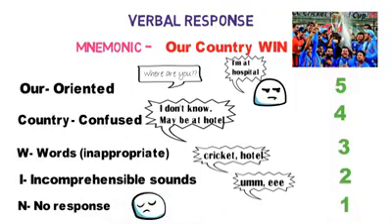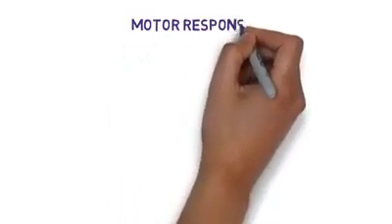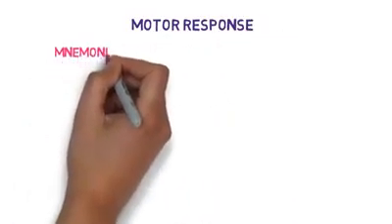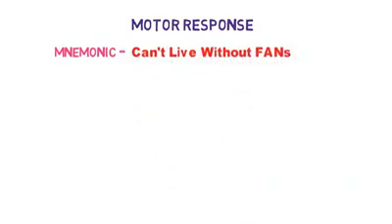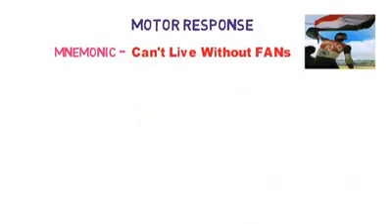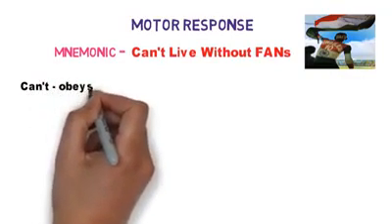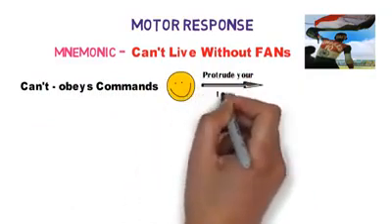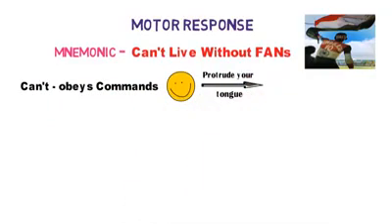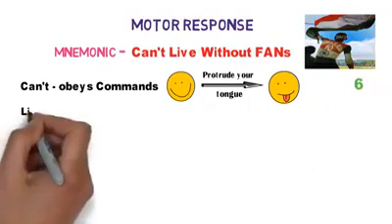Coming on to last test, that is to check motor response. You can memorize with a mnemonic, can't live without my fans, a statement given by Sachin. Do keep this picture of his fan in your mind. C in can't stands for obeying commands. If you ask a patient to protrude his or her tongue or to elevate any limb, if he or she does so, then that means patient is obeying commands. So motor score is 6.